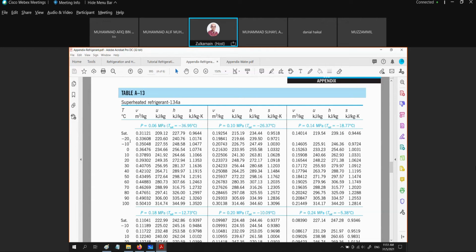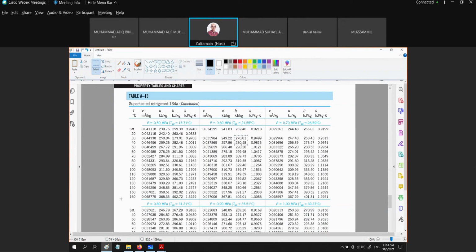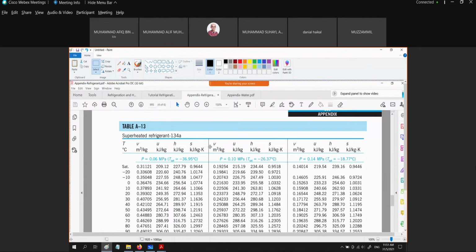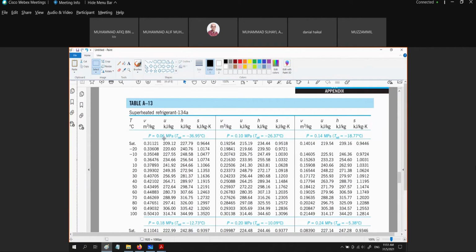So we have 34, this is 36. Okay, print screen, paste. This is at saturated, so let me copy everything so it is clearly visible. Okay, this is the whole thing. We want its enthalpy. Okay, copy.